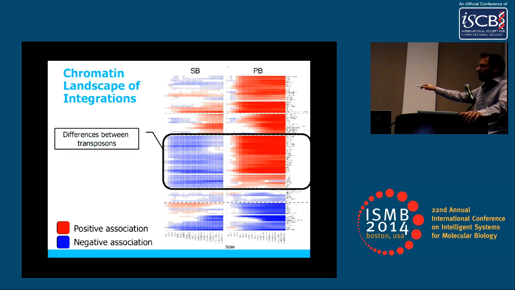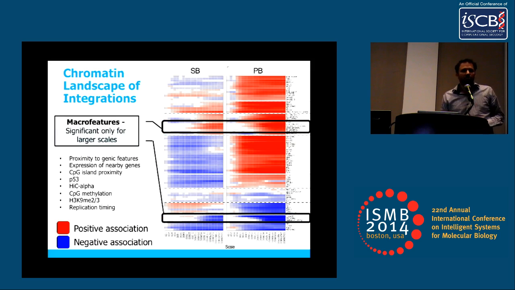Now, you can see here that the Sleeping Beauty system, for these features, had a strong negative association and piggyback a positive association, right? Completely opposite association. There's also some interesting observations to make if we look across the scales. There's a couple of features here and here that are significant only for the somewhat larger scales, right? And these also correspond to the more zonal features, such as proximity to genic features, expression of nearby genes, CpG island proximity, and only a handful of transcription factor and methylation marks.